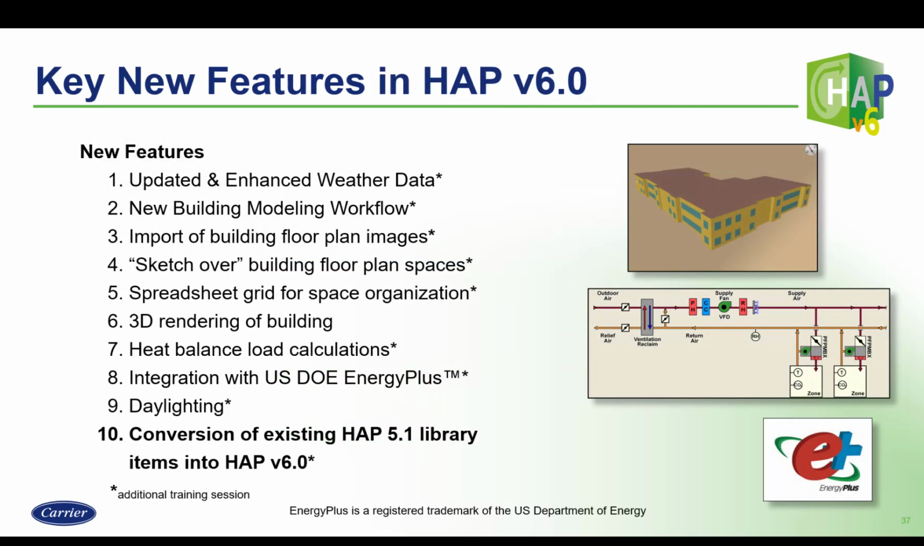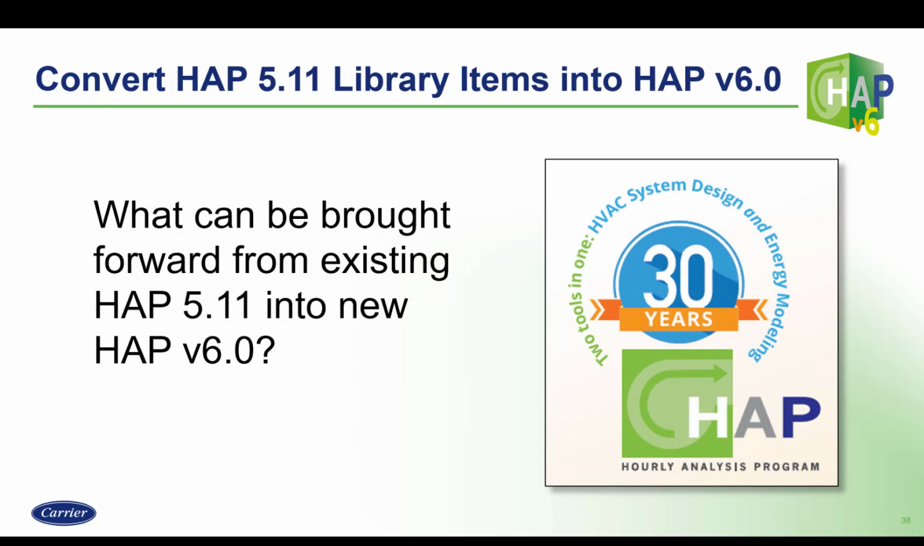At this point, we have arrived at our last key feature. This one was included on the list, but is different from the rest. It isn't a brand new technical feature like the others, but it is important and the HAP user base needs to understand it. What exactly can be brought forward from existing HAP 5.11 to new HAP version 6?